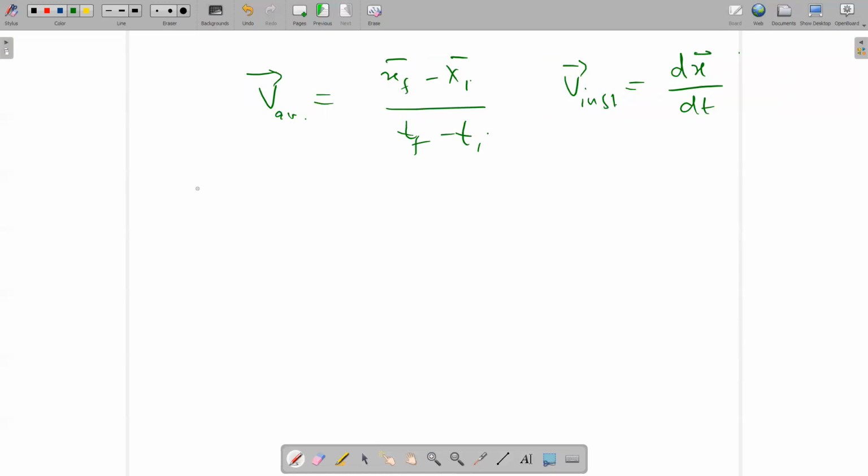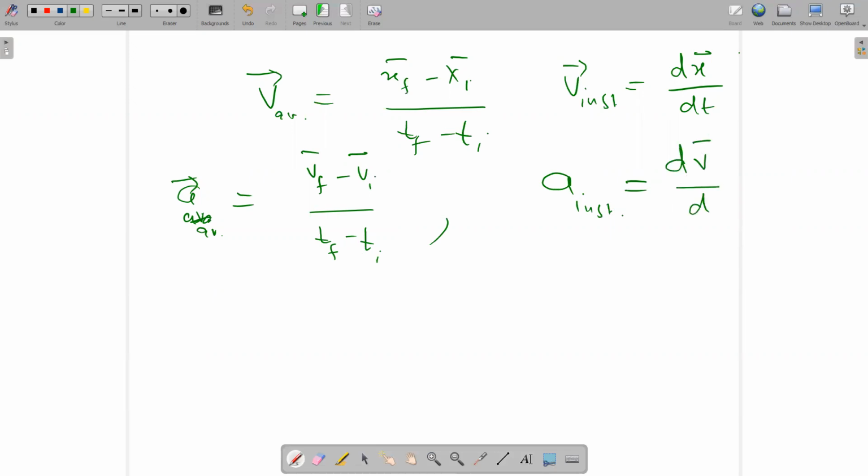But in acceleration, same thing, average. Average acceleration is vf minus vi over tf minus ti. And what is the instantaneous acceleration? So instantaneous acceleration is dv over dt.